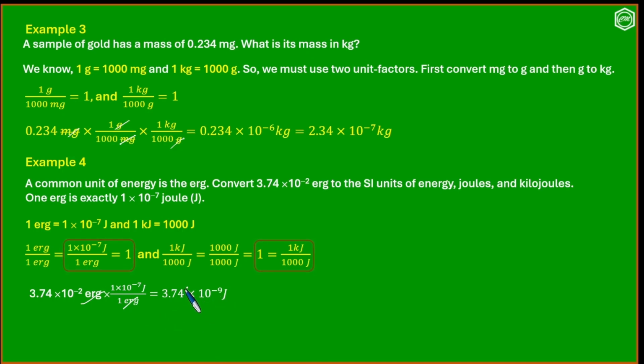Now we have to convert this into kilojoule. So 3.74 into 10 raised to minus 9 joule into the second unit factor, 1 kilojoule by 1000 joule, and that is equal to 3.74 into 10 raised to minus 12. This is 10 raised to 3. When it goes to the numerator, it becomes 10 raised to minus 3.